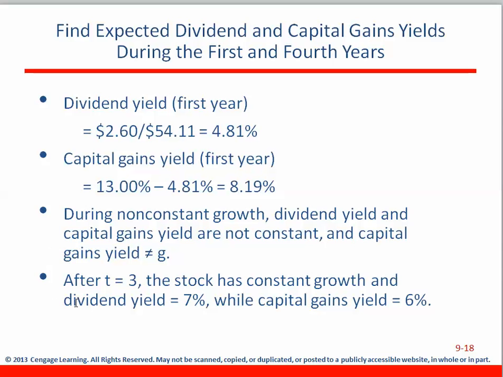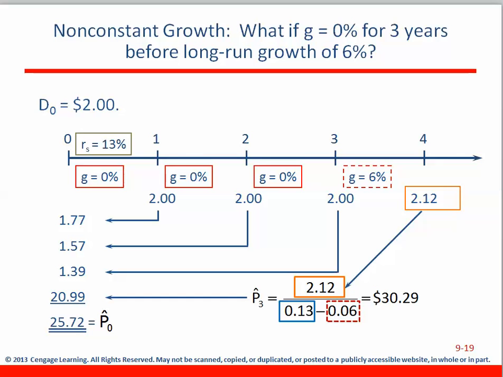Now, what happens by the end? So find it during the first and the fourth years. So after time 3, at any year after time 3, the growth is going to be 6, and so the capital gains yield will be 6. So 13 minus 6 means the dividend yield will be 7. Okay, so we can figure out the price and solve for the dividend and capital gain every year in between, but once we hit constant growth, the capital gains yield will be 6 and the dividend yield will always be 7.